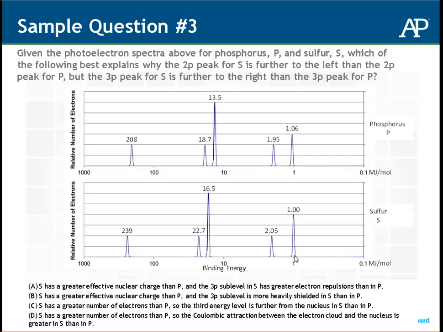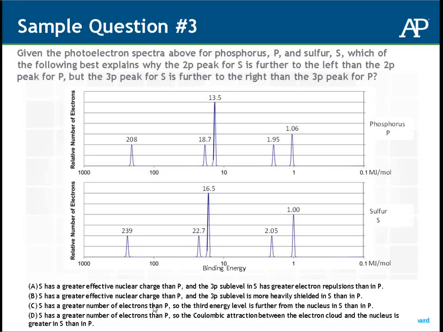Let's take a look at the others. For B, sulfur has a greater effective nuclear charge than phosphorus. That's true, we just said that. And the 3p sublevel is more heavily shielded in S than in P. That would not be true because the shielding in both S and P is the same. They both have the same core.